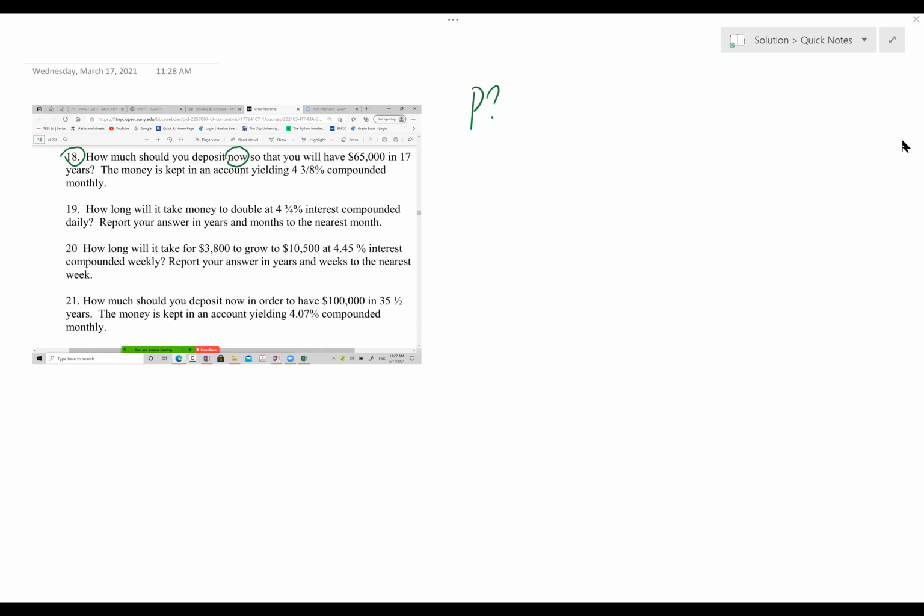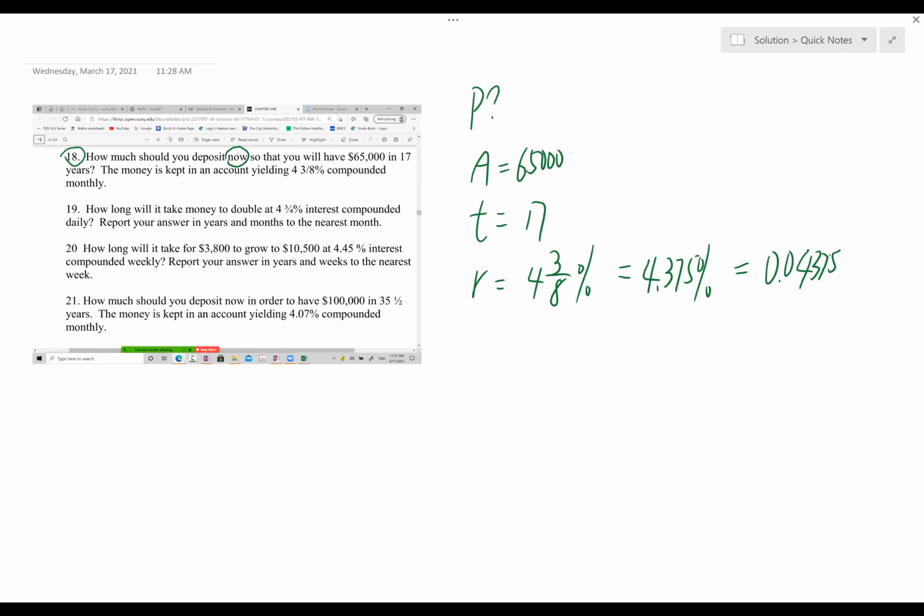Okay, amount is 65,000, right? And what else is given? The time, 17 years, and the rate? Very good. 17 years and rate. Perfect. 4.375%. Very good. And then typically we turn the rate into a decimal number. So 4.375% becomes 0.04375, right? And one last thing we need is it's compounded monthly, right? So number of compounding periods is 12 per year.